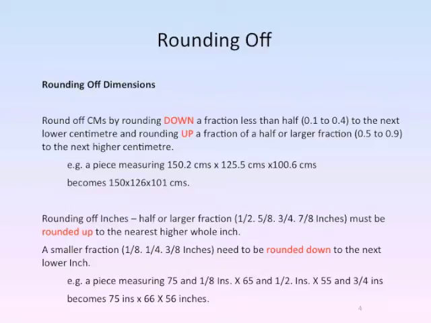Rounding off inches, half or larger fraction, half, 5/8, 3/4 or 7/8 of an inch, must be rounded up to the nearest higher whole inch. A smaller fraction, 1/8, 1/4, 3/8 of an inch, needs to be rounded down to the next lower inch. For example, a piece measuring 75 and 1/8 of an inch by 65 and 1/2 of an inch by 55 and 3/4 of an inch becomes 75 inches by 66 by 56 inches.